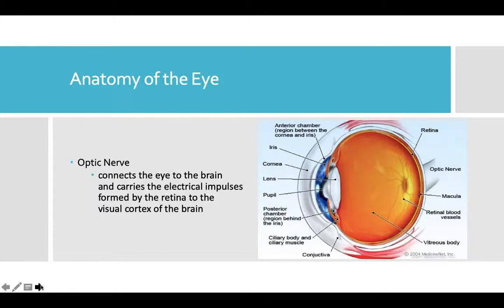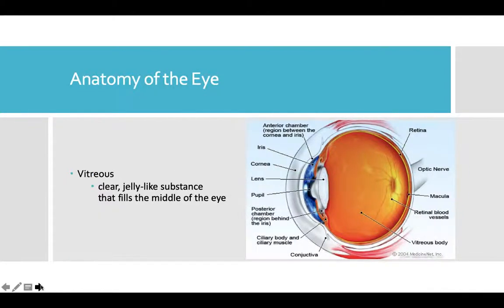The optic nerve is the connection from the eye to the brain. This nerve carries the impulses formed by the retina to the visual cortex of the brain in order to create the images that we see. The final structure of the eye that we will focus on today is the vitreous. This is the clear, jelly-like substance that fills the middle of the eye and gives it its round shape.